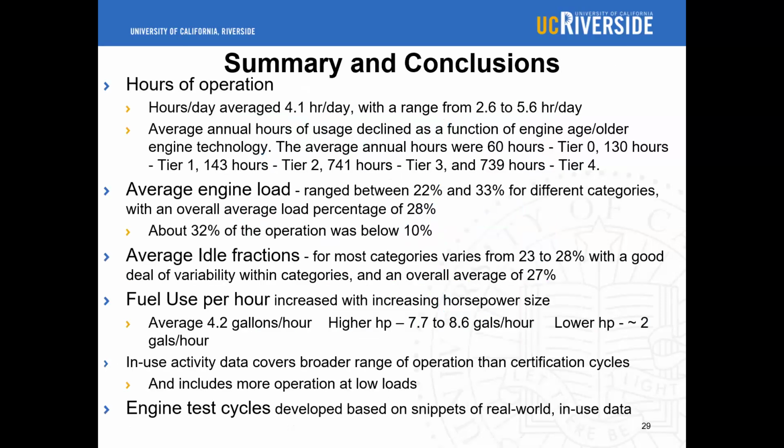Okay, so just to summarize, we looked at the hours of operation. When we evaluated this data set, we were averaging about 4.1 hours per day, with a range between, say, 3 and 6 hours. And if you look at the annual average hours of usage, it definitely showed a decline for the older tractors, with some of the newer tractors being up at 700 annual hours, whereas the older tractors are more in the 100 or so level.